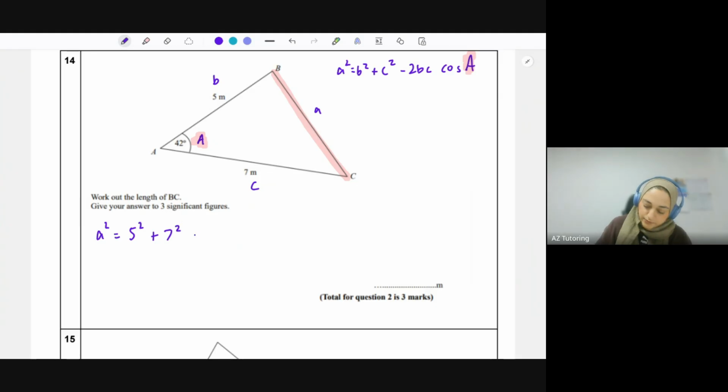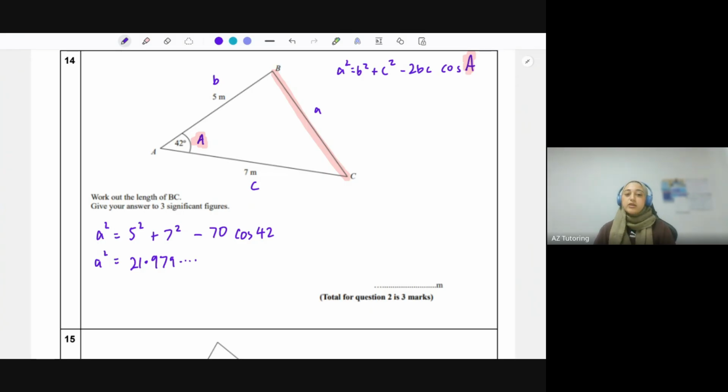So A squared equals B squared, which I've said is 5 squared, plus C squared, which is 7 squared, minus 2BC, so 2 times 5 times 7, which is 70, so minus 70 cos of our angle, which is cos 42. Putting that in the calculator, 5 squared plus 7 squared minus 70 times cos 42, I get 21.979. It continues forever. That's not my final answer.